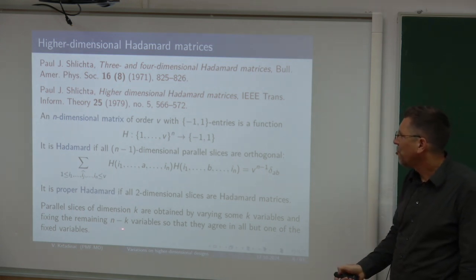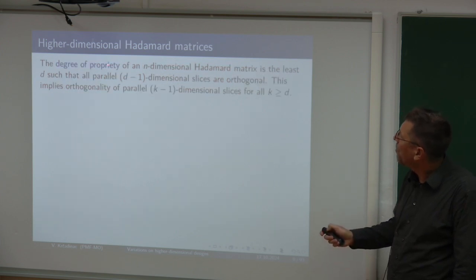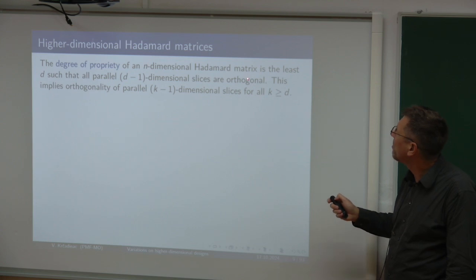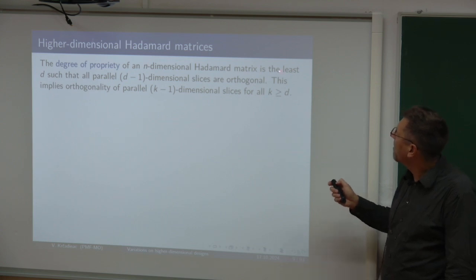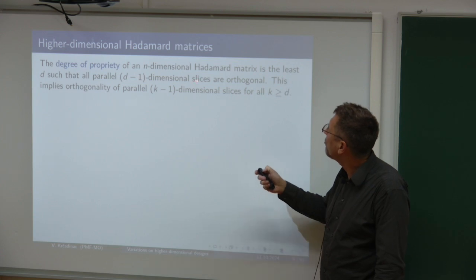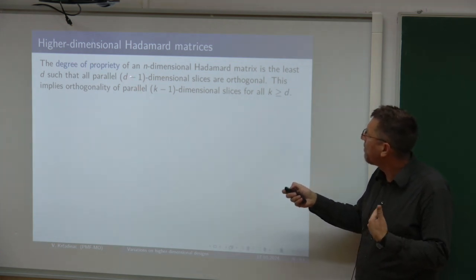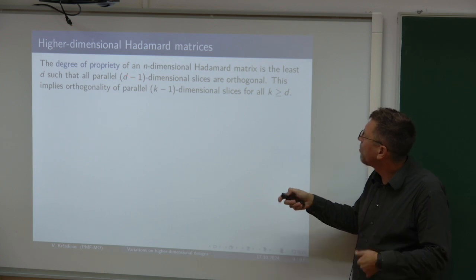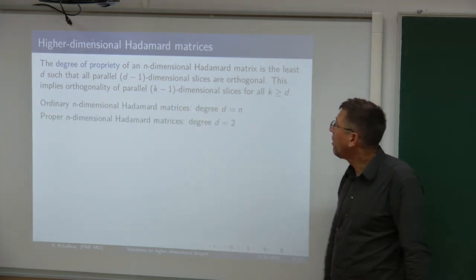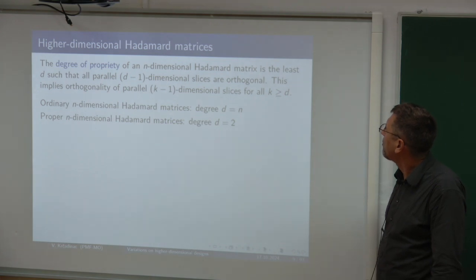Here's just the definition of what k-dimensional parallel slices are. Then he defined the degree of propriety of an n-dimensional matrix as the least d such that all parallel d minus 1 dimensional slices are orthogonal. Now, if this holds for, let's say, 5-dimensional slices, then it also holds for 6, 7, and so on. So it holds for all k greater than or equal to d.